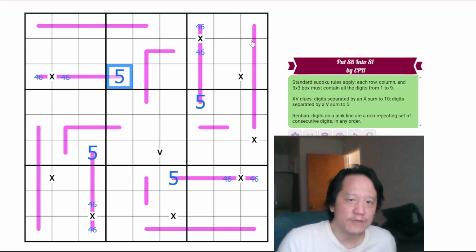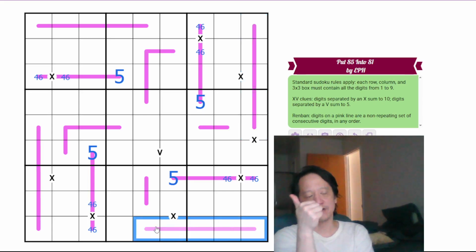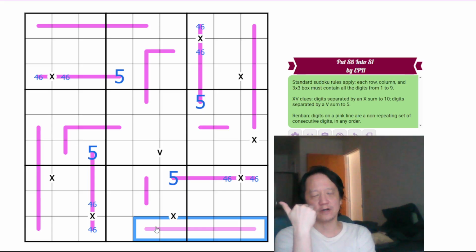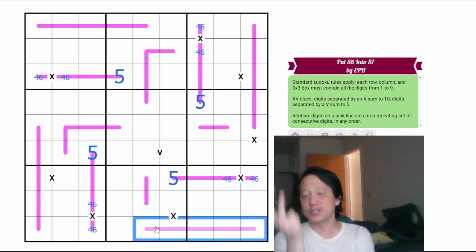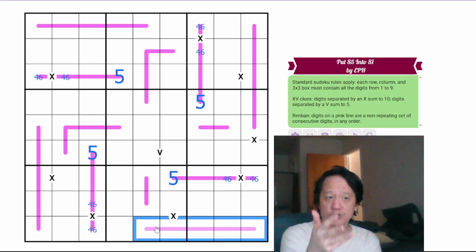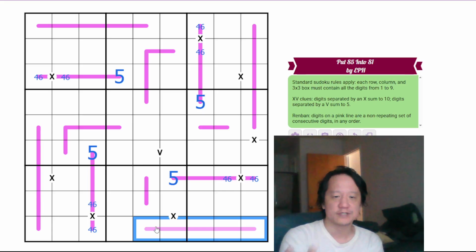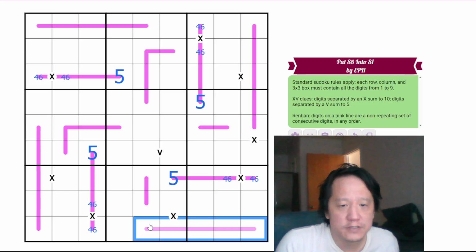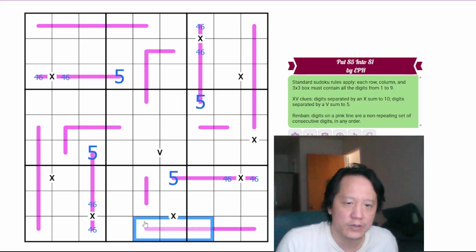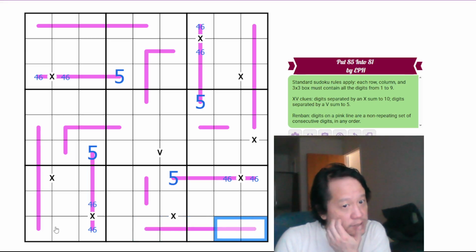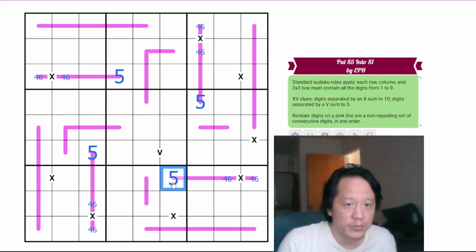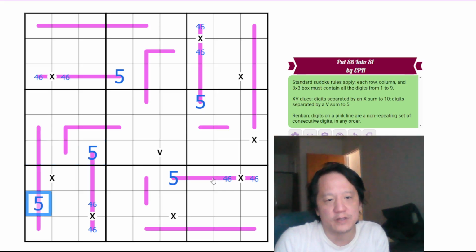Well, any 5-length renban also has to contain a 5, because the consecutive sets are 1 through 5, 2 through 6, which has a 5, 3 through 7, which has a 5, 4 through 8, which has a 5, and 5 through 9, which has a 5. So the 5 here has to be somewhere on this renban, cannot be here or here. So it's one of these two, which means this can't be 5. 5 can't be here because of 5 in the row. 5 can't be here because of 5 in the box. So 5 has to be there.